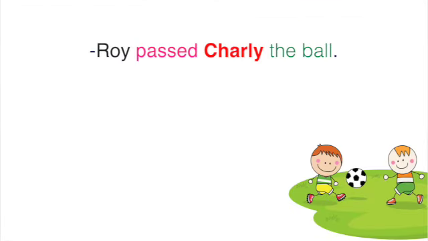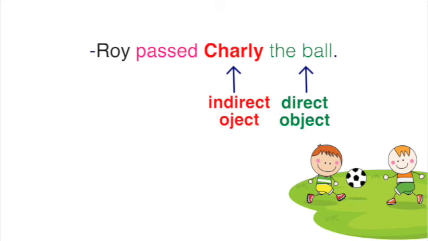Roy passed Charlie the ball. In this example, passed is the verb and Roy is the subject because he's the one doing the passing. The direct object is the ball because it is the thing being passed. Charlie is the indirect object because he receives the ball, the direct object.